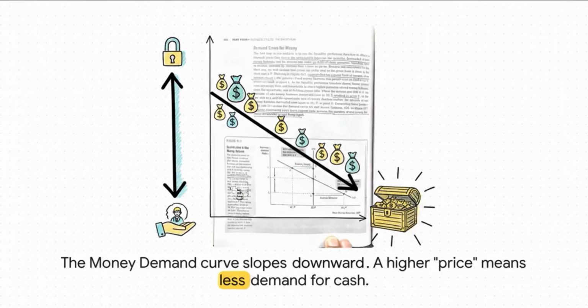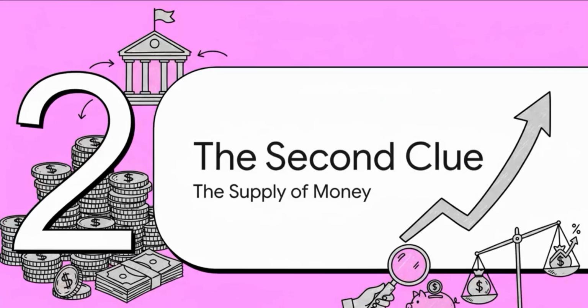Okay, so this graph shows that idea perfectly. This is the money demand curve, and you'll see it slopes downward. That vertical axis is the price, the interest rate, and the horizontal one is the amount of money we all want to hold. So when the rate is high, the price of cash is high, and we don't want to hold very much of it. But as that rate falls, cash gets cheaper to hold, and our demand for it goes way up. Simple as that. All right, so that's the demand side of the market. We've got our first clue.